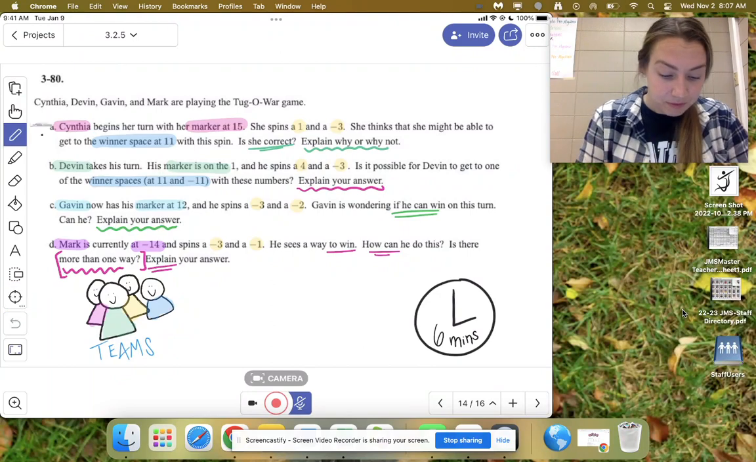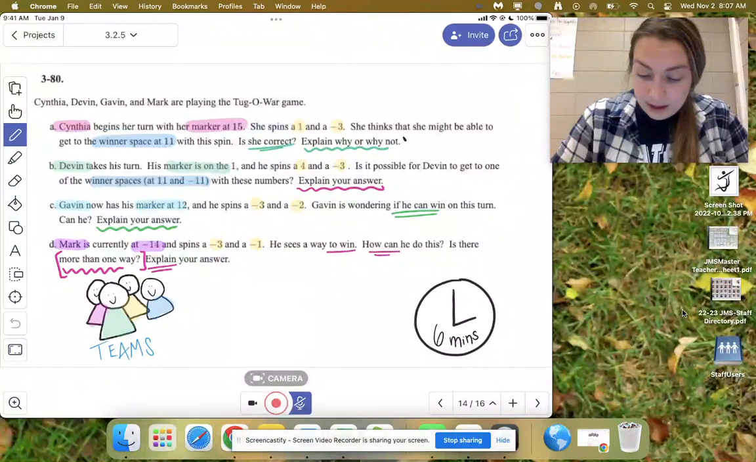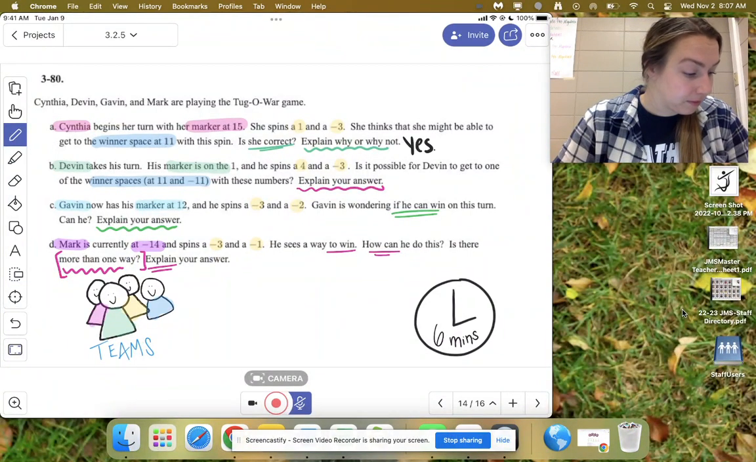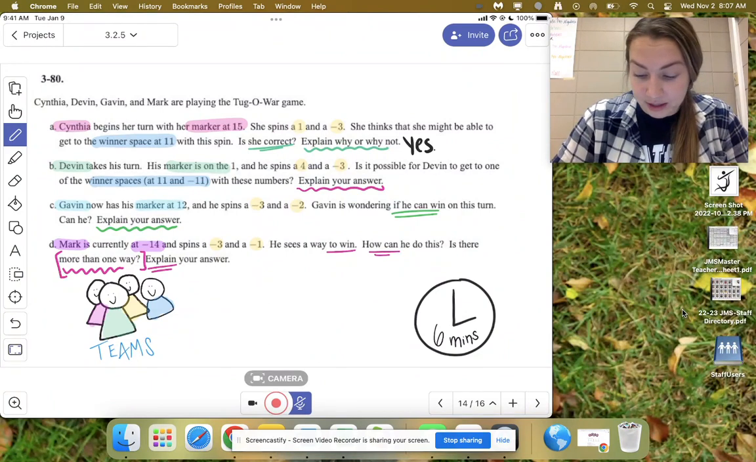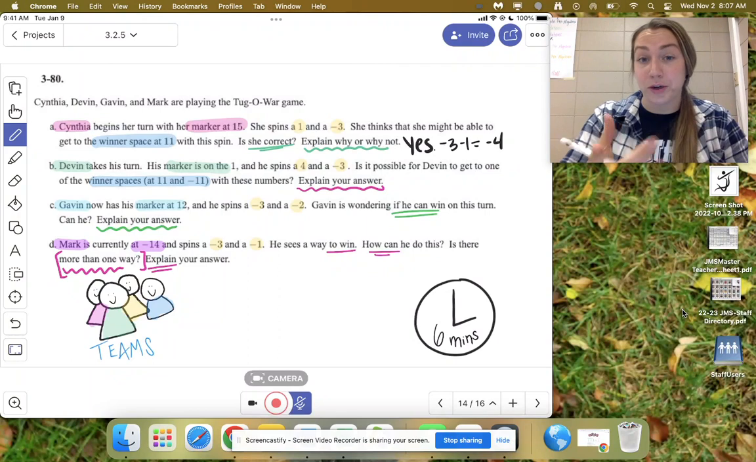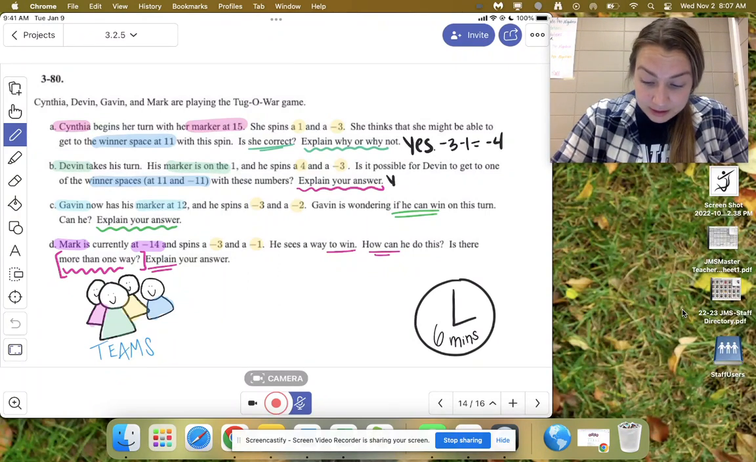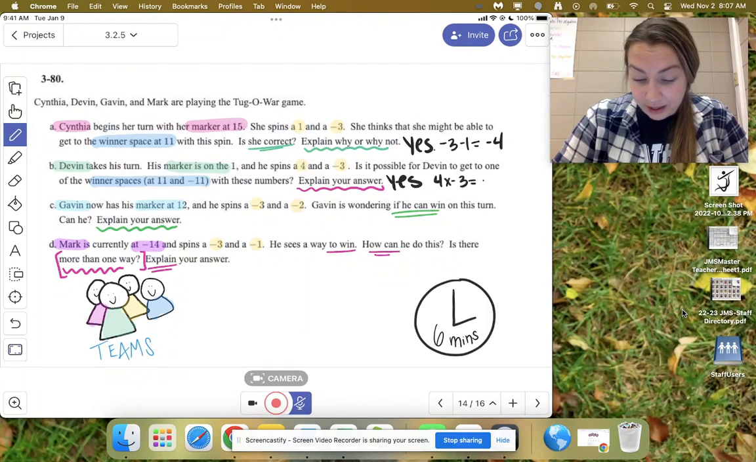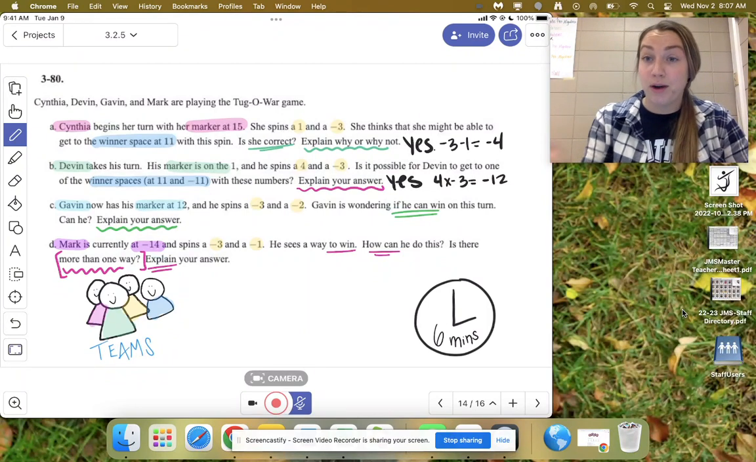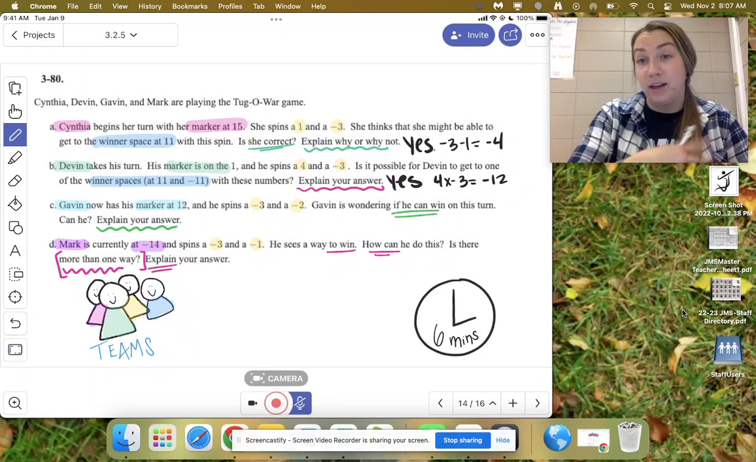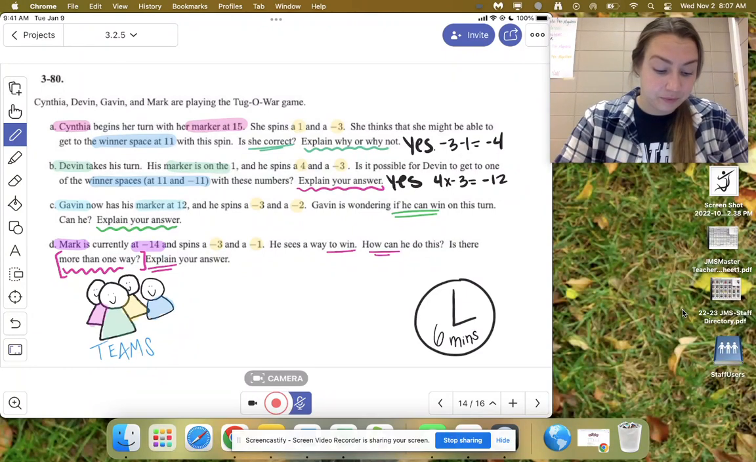Okay. Number 1 is yes, because you could subtract. -3 minus 1 is -4. If she was at 15, going back 4, she'd get to 11. Okay. B is also yes, because he could multiply them, 4 times -3, and get -12. If you were at 1 and you went back 12, then you are at -11 and you win.